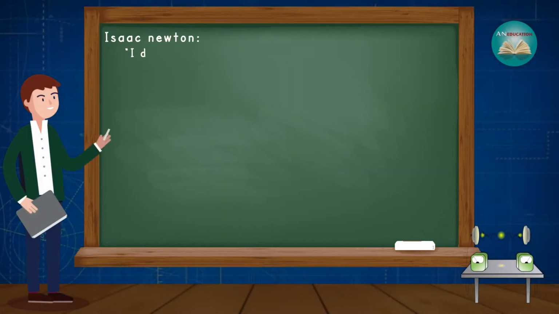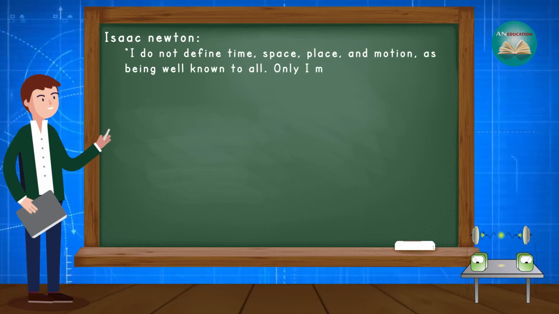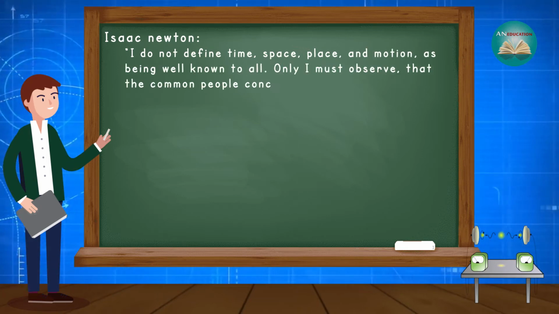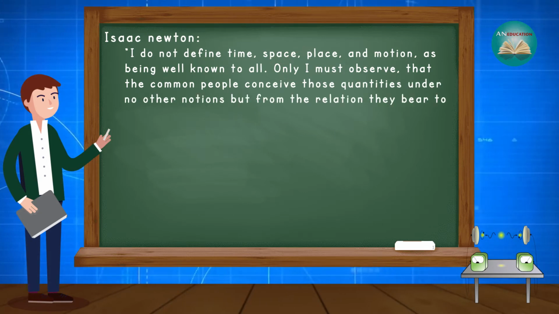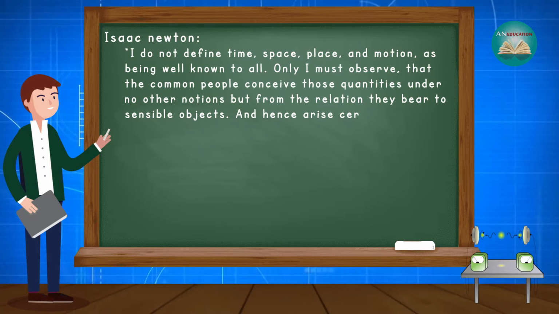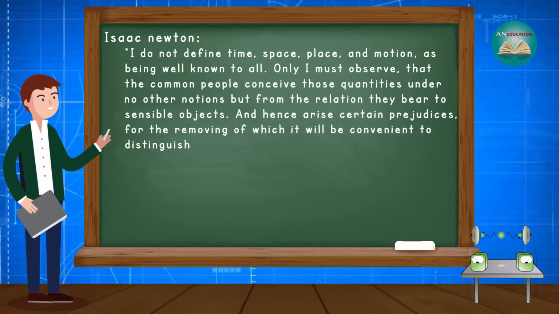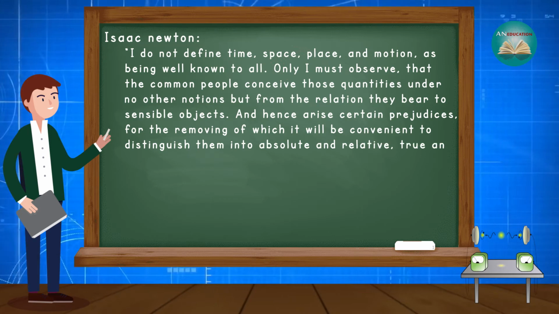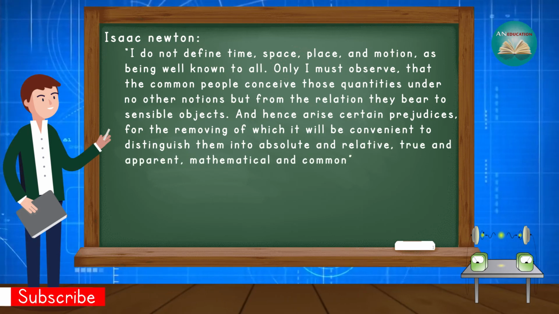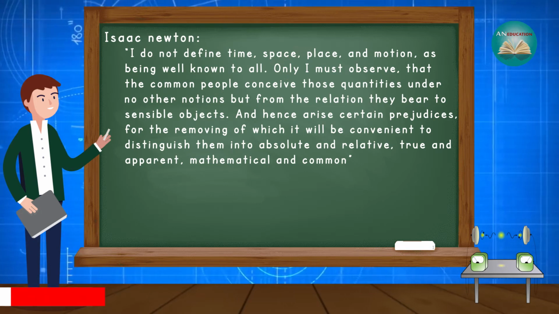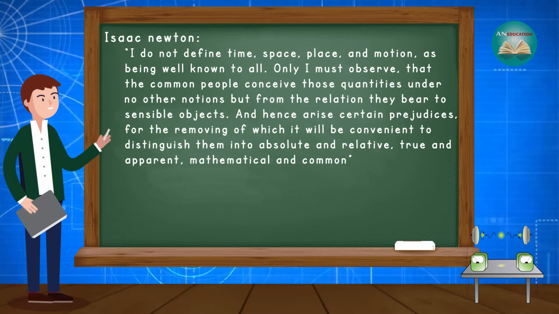Isaac Newton said: I do not define time, space, place, and motion as being well known to all. Only I must observe that the common people conceive those quantities under no other notion but from the relation they bear to sensible objects, and hence arise certain prejudices, from the removing of which it will be convenient to distinguish between absolute and relative, true and apparent, mathematical and common.